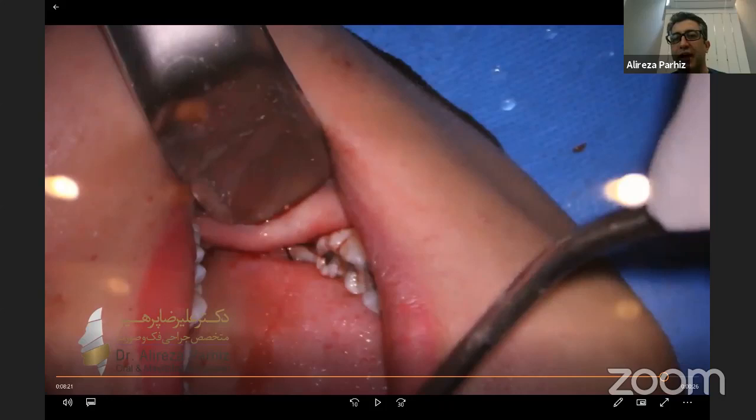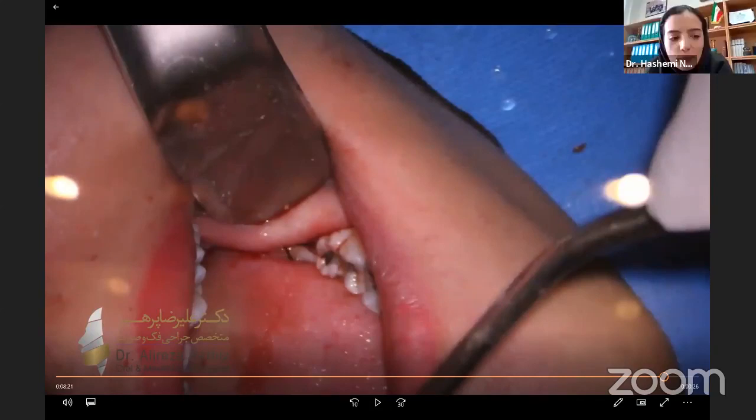So to prevent any bad condition, like a pathologic lesion or caries in the distal part of the second molar, we prefer to do the surgery. Yes. Yeah, there's one more question for you.